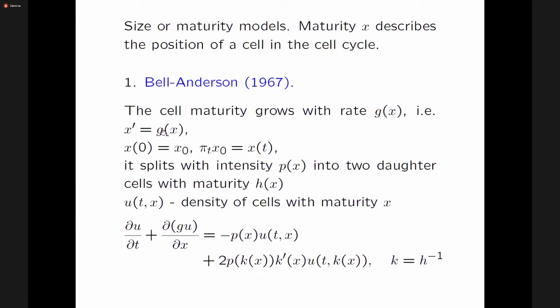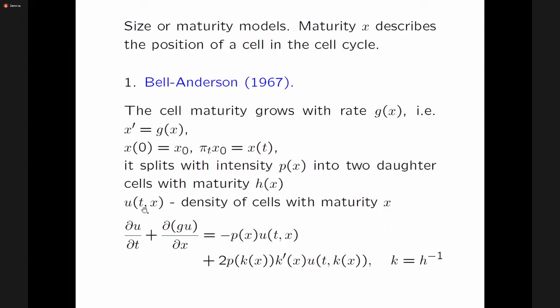It will be useful for me to denote the solution of this equation by π_t(x0), where x0 is the initial state of x. So π_t(x0) is the size or maturity at time t. I also assume in this model that a cell splits with some intensity. So p(x) is the probability of splitting of a cell in a unit time. After splitting into two daughter cells, we obtain a new maturity. The daughter cells have maturity h(x), a function of the maturity of the mother cell at the moment of division.